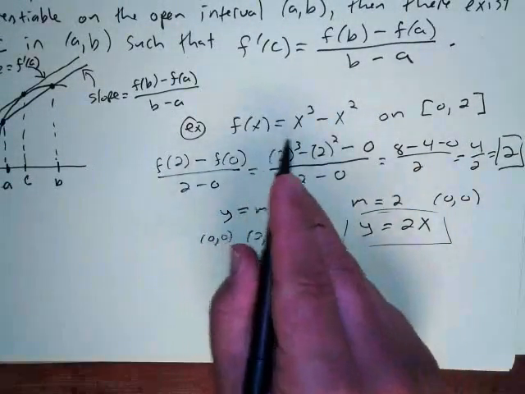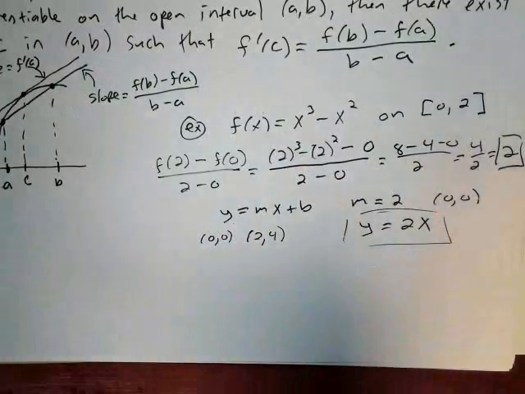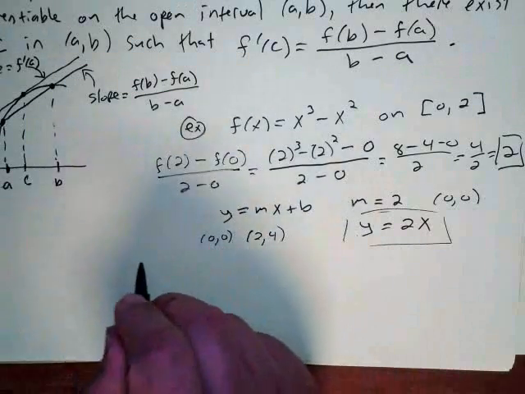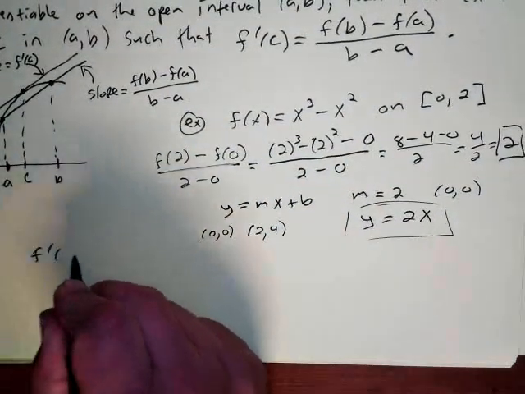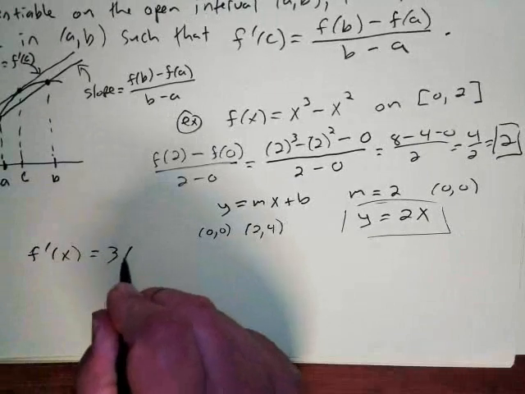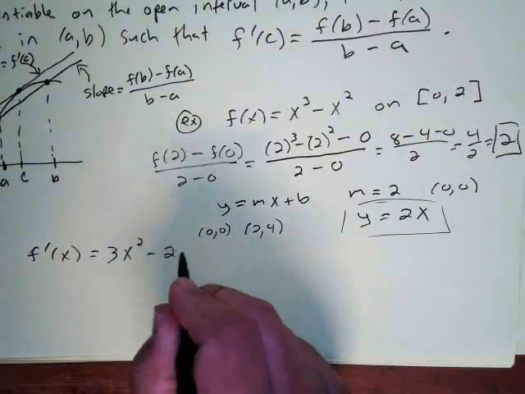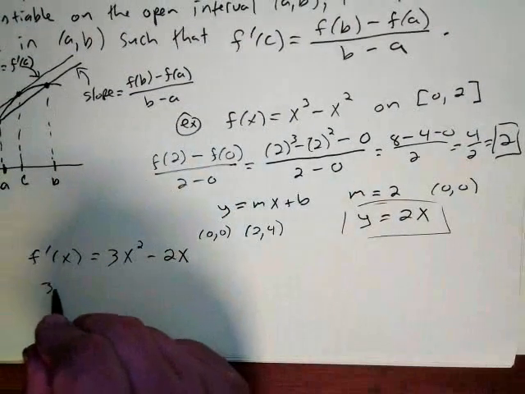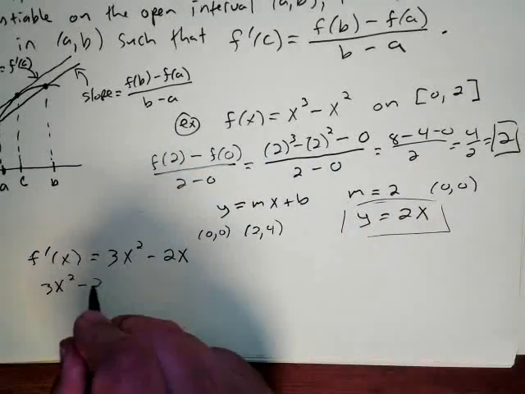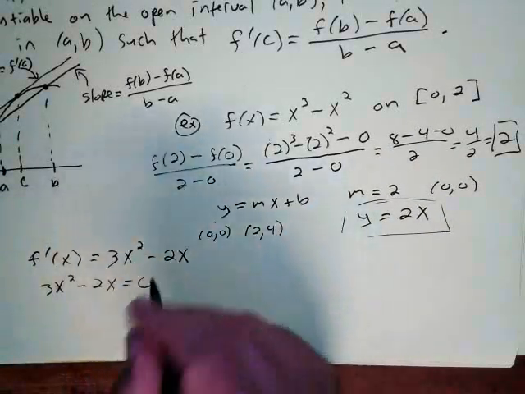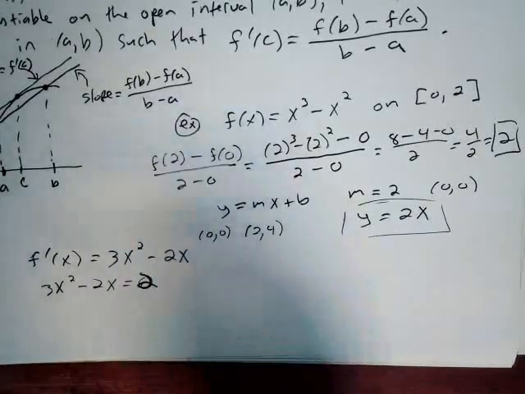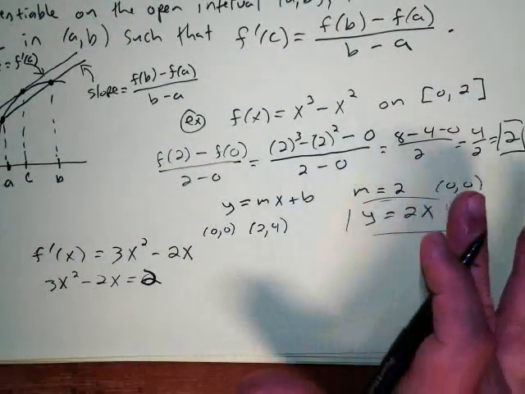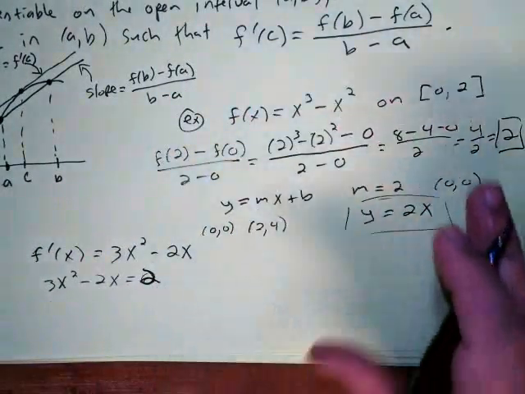I'm going to take the derivative here and set it equal to 2 to see if we can find the c value where it's equal to 2. So f prime of x is equal to 3x squared minus 2x. That's the derivative, and I want to set it equal to 2. I want to find when the derivative is equal to 2, not equal to 0. One of the problems in the assignment is going to want you to find the c value that shows you this theorem is actually true.